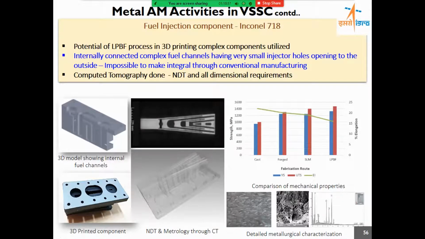It is nearly impossible to make this component through a conventional technique, because it is in Inconel 718 and poses a lot of challenges in terms of welding and also machining. So we could get this through the 3D printing route. Here also we have seen properties are comparable or higher compared to the conventional route. The blue ones are the conventional route, and the red ones show the 3D printed mechanical properties.